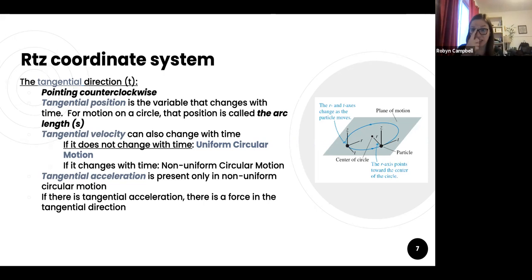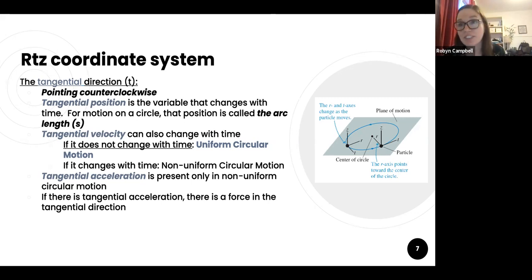So the example of that we're going to look at is what happens if you swing something on a rope in a vertical circle, right? We know that the object is going to be traveling faster at the bottom of the circle and slower as it goes over the top of the circle. So that's a good example of that. We'll do a couple of problems with that.